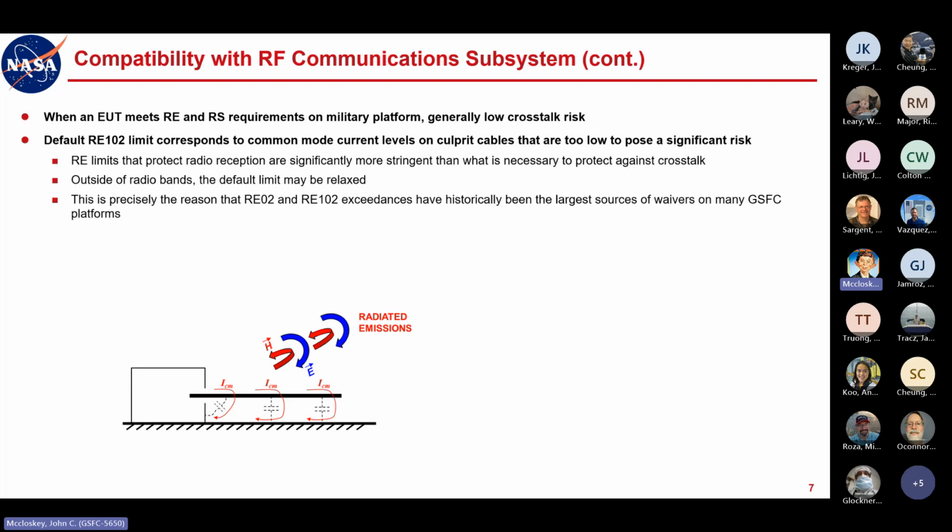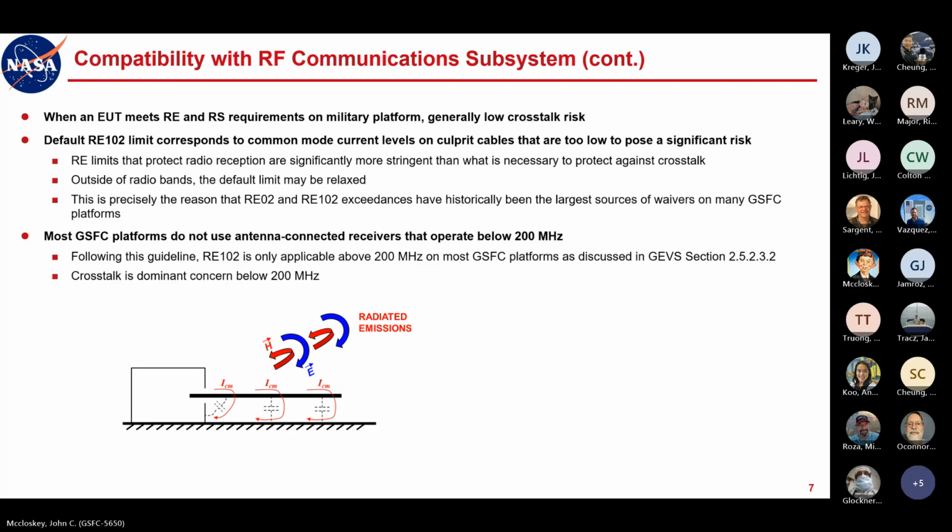Okay, so this is one of the big reasons that RE102 exceedances have historically been the largest source of waivers on many Goddard platforms. And most Goddard platforms do not use antenna connected receivers below 200 megahertz. So following this guideline, the default is we only apply RE102 above 200 megahertz on Goddard platforms. If you do indeed have a radio receiver operating in that frequency range, which we do occasionally, then by all means you need to test there. But if not, the default is we treat the dominant concern below 200 megahertz as crosstalk.